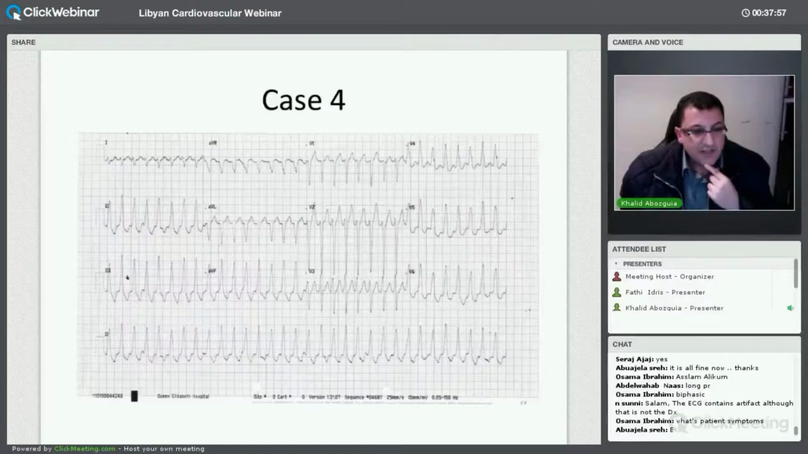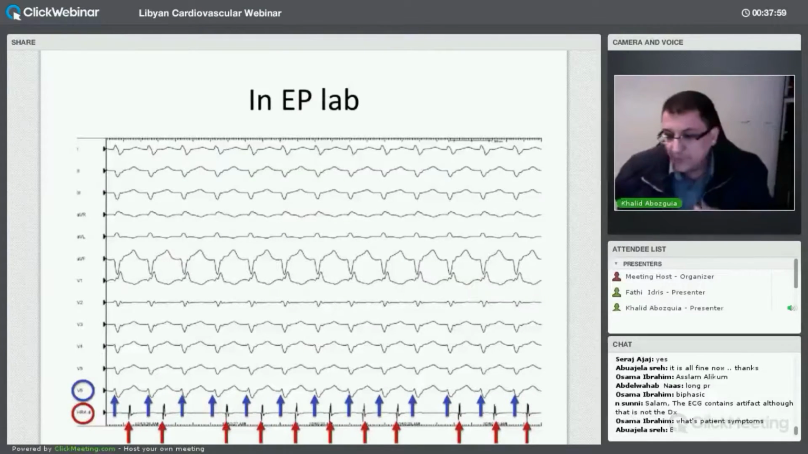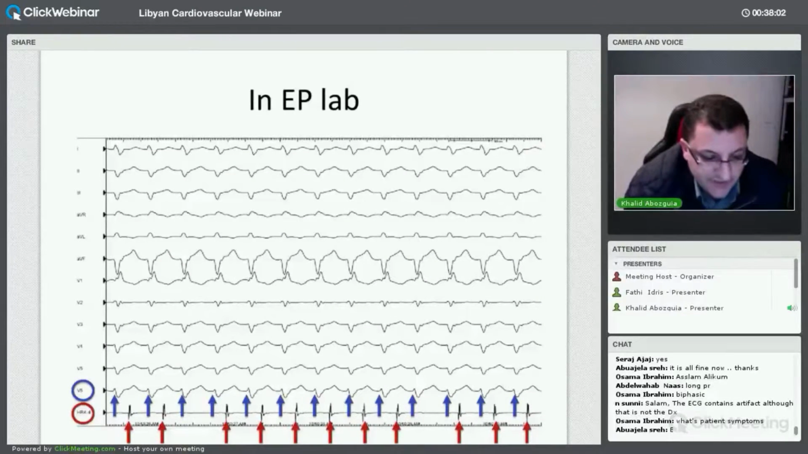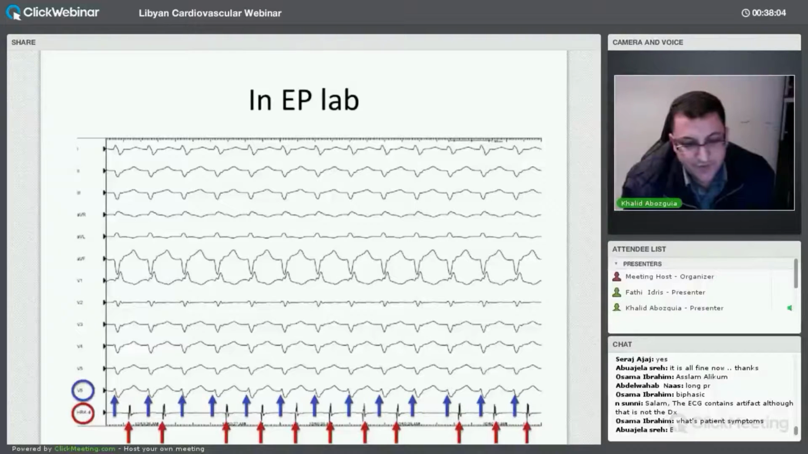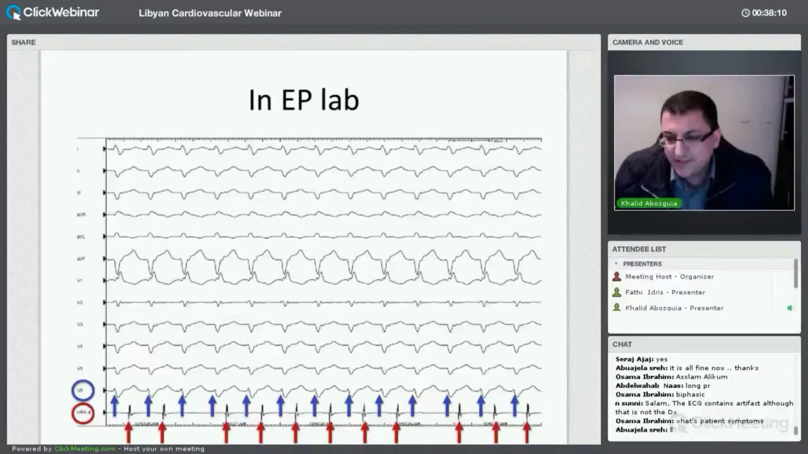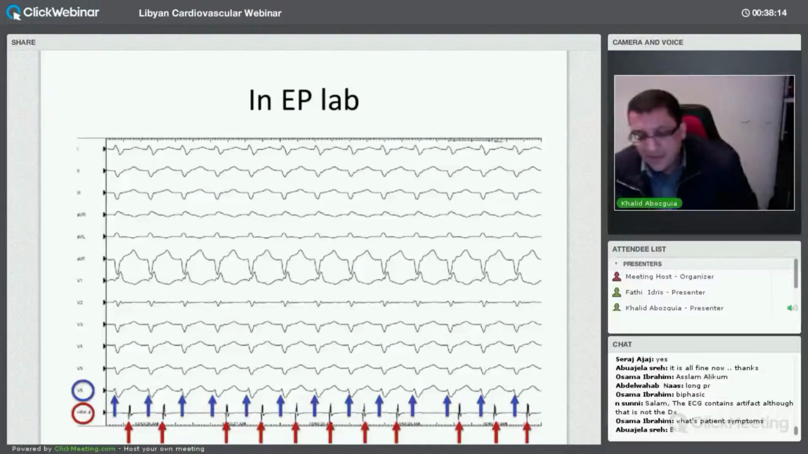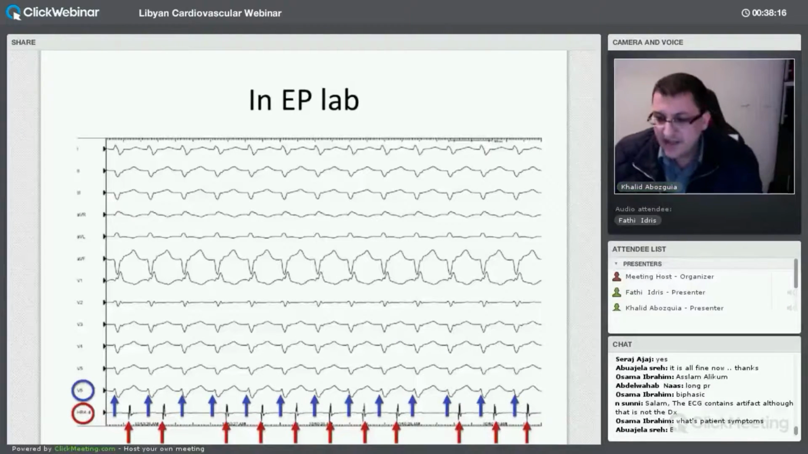In fact, I've taken the patient to the lab, and we've proven that this is fascicular ventricular tachycardia. So it's coming from the fascicle inside the left ventricle. I think I have more cases, but in the interest of time, Fathi, I'm going to stop here. And then I'm happy to take any questions.